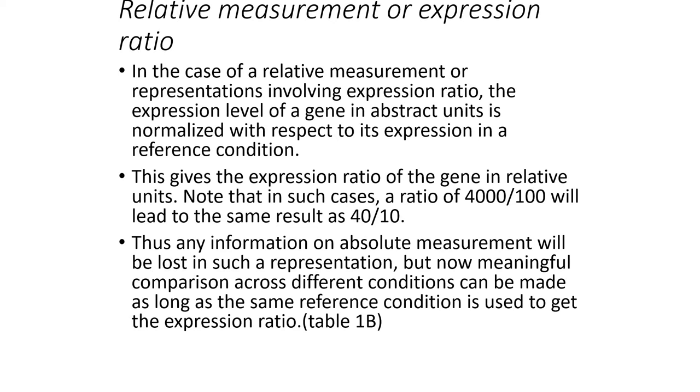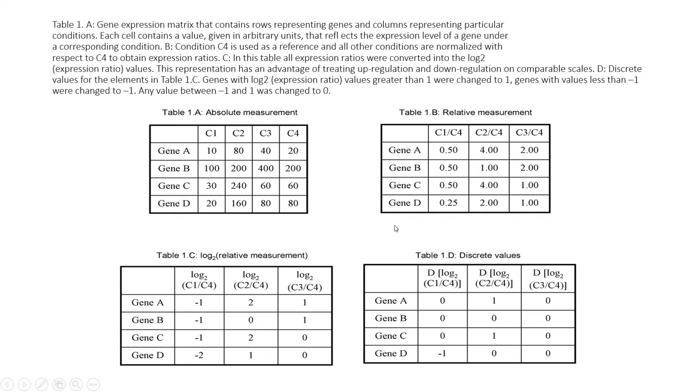Now we will have more explanation of this. In the case of the relative measurement or representation involving expression ratio, the expression level of a gene in abstract unit is normalized with respect to its expression in the reference condition. Like you have seen, each condition is divided by the C4, like C1 divided by C4, C2 divided by C4. So here, the ratio of 4000 by 100 will lead to the same result as 40 divided by 10. So this is the same. So here you can see, this is the normalized C1 by C4 relative measurement.